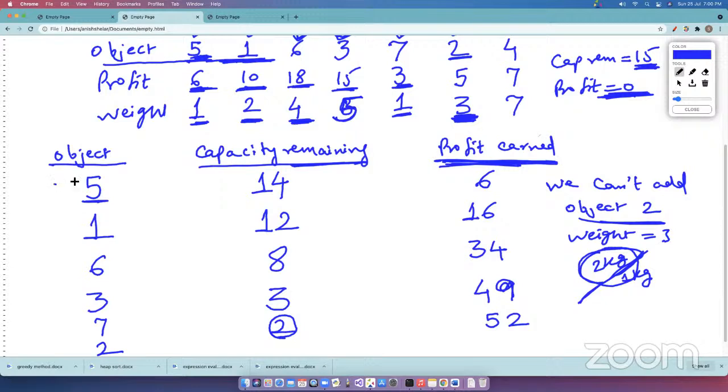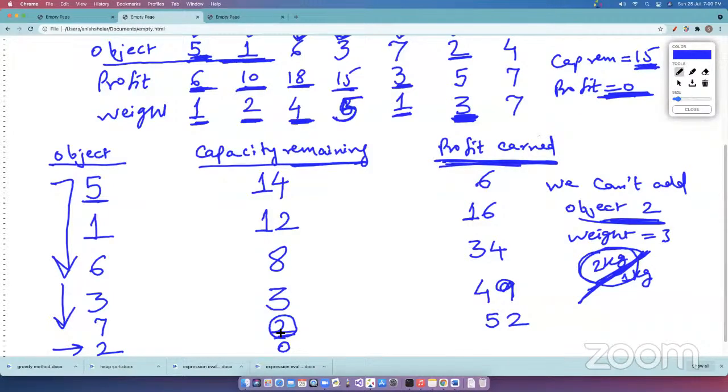All these objects, we added fully, completely we filled. But object number 2 cannot be completely filled because the knapsack will break. So out of 3 kg, we will add only 2 kg, because that's what we can add. So now after adding this 2 kg of the weight 3 of object 2, the capacity remaining is 0. Now nothing can be added.